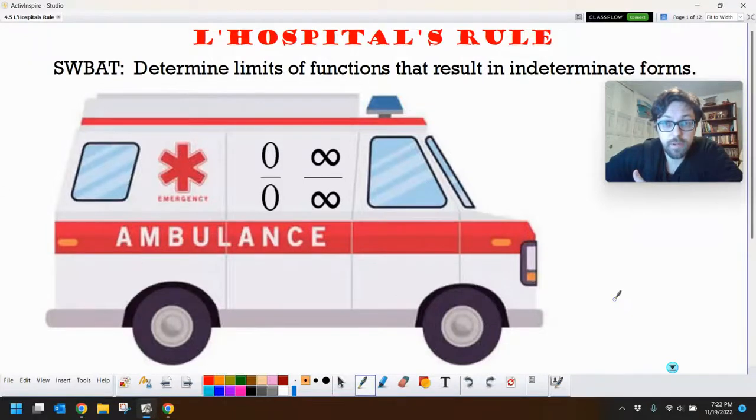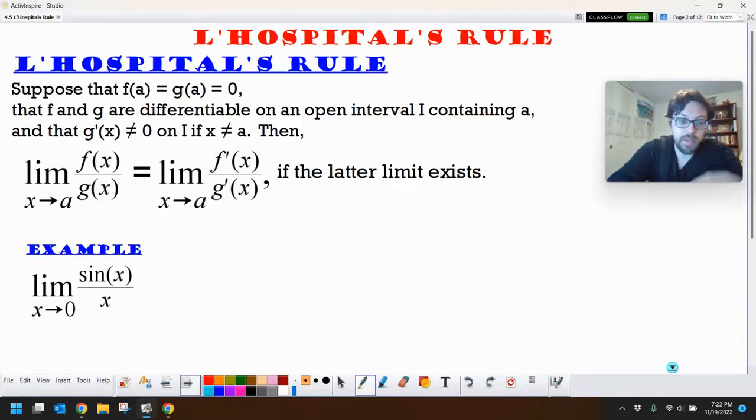Hello, in this video we're going to be using L'Hopital's rule in order to improve our ability to determine limits. L'Hopital's rule says that if you are trying to find a limit and you get a 0 over 0, we're going to find later that also infinity over infinity works, we can take the derivative of the top and bottom and then determine what that limit is. These two limits work out to be the same thing.